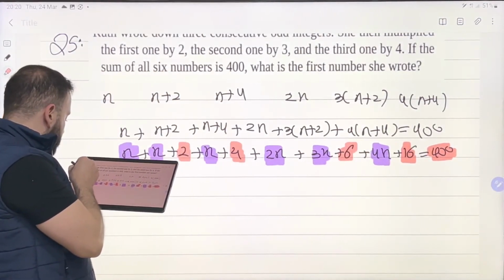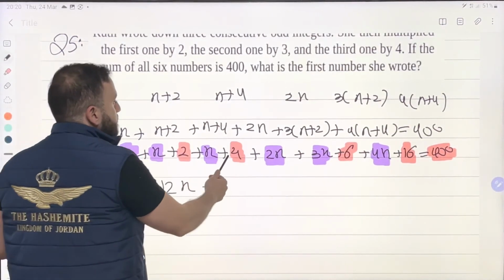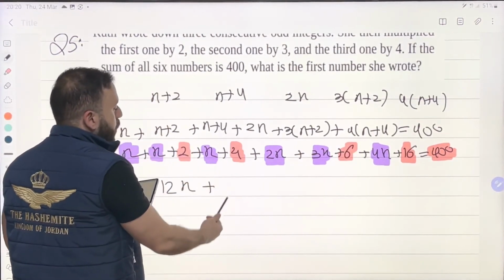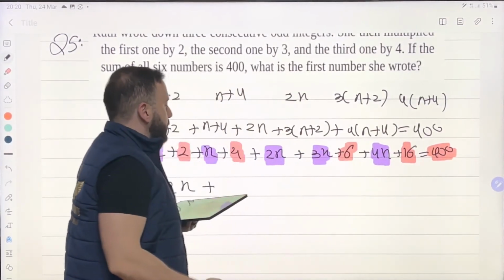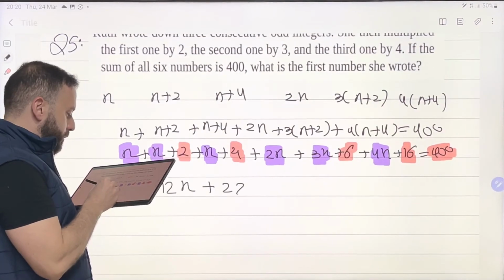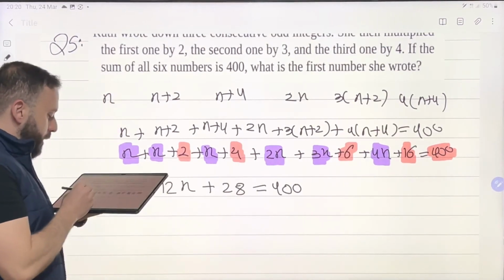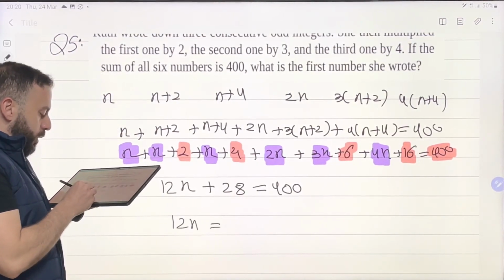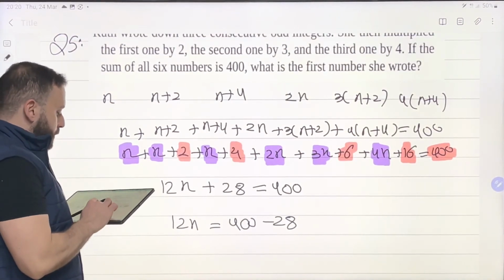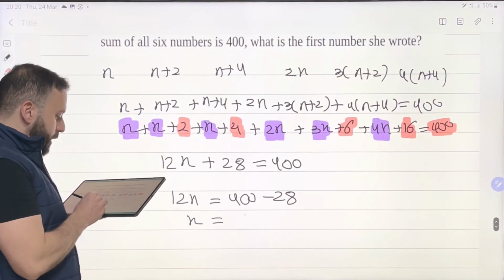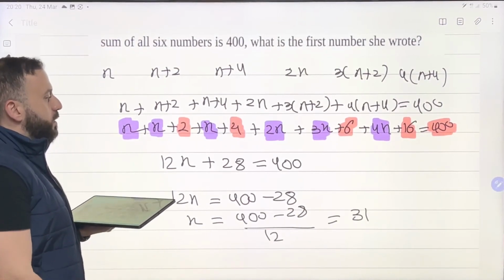That's going to get 12n plus 2 plus 4 is 6, 6 plus 6 is 12, 12 plus 16 equals 28, which is equal to 400. Shifting the 28 over, 12n is equal to 400 minus 28. Then n is equal to 400 minus 28, all over 12, and that gets you 31.